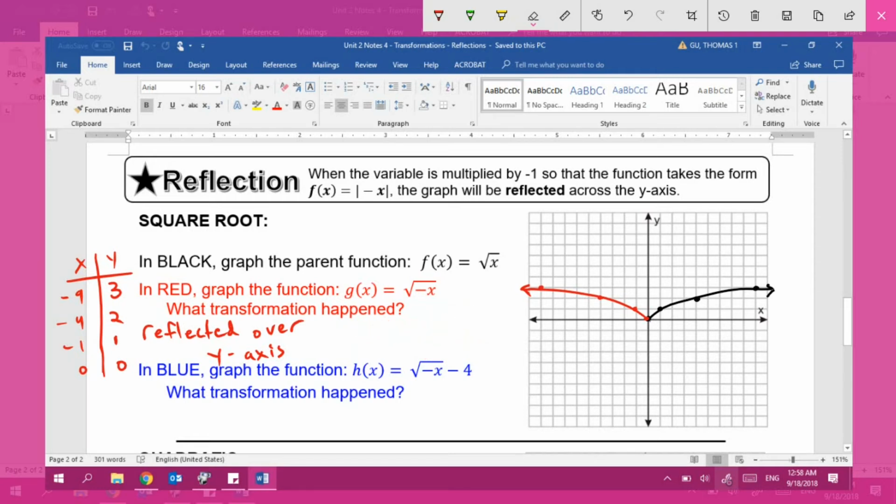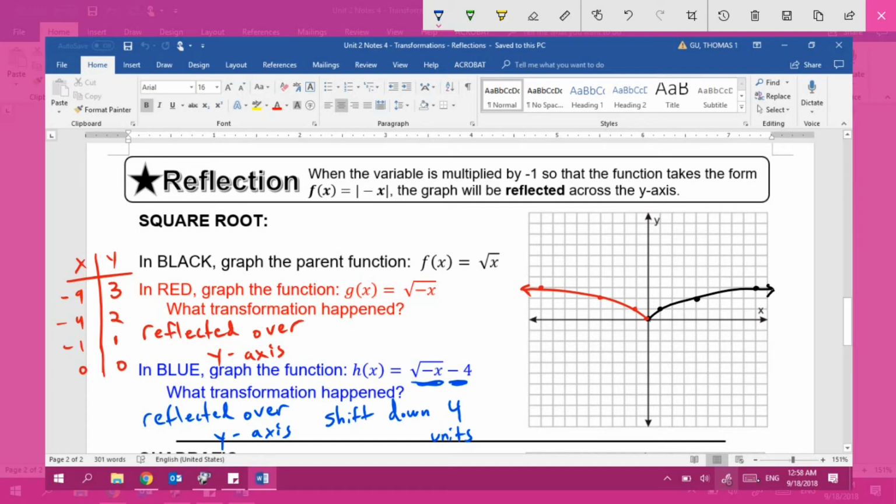Okay, so let's do the blue one then. In blue, we're going to graph the function h of x equals square root of -x and then -4 at the end. So we can see the square root of -x, the same transformation is going to happen, reflected over y-axis. So my red graph already shows the reflected over y-axis, but this has an additional -4 at the end, which means we're going to shift down 4 units, or translate down 4 units. So I'm looking at the red function, I'm going to go down 4 units from there.